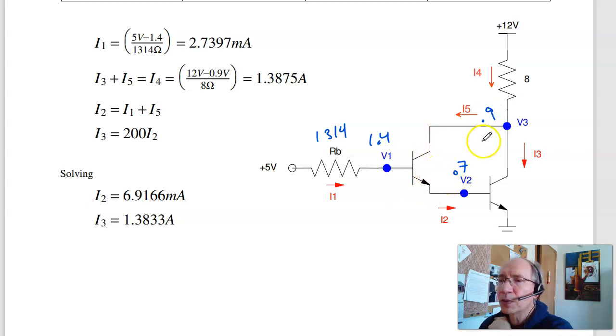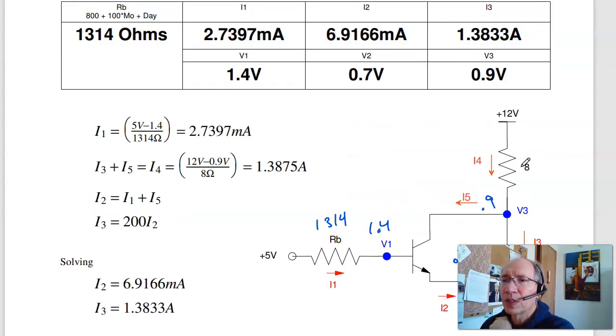Once I get the voltages, I can find the current. I4 is 12 minus 0.9 over 8. I1 is 5 minus 1.4 over 1314. I know that I1 plus I5 is I2. This is 0.9 volts. That says that transistor is in the active region. I know that I3 is 200 times I2. Solving, you get I2 is 6.9 milliamps, and I3 is 200 times that, 1.38 amps. So that's what you should get.